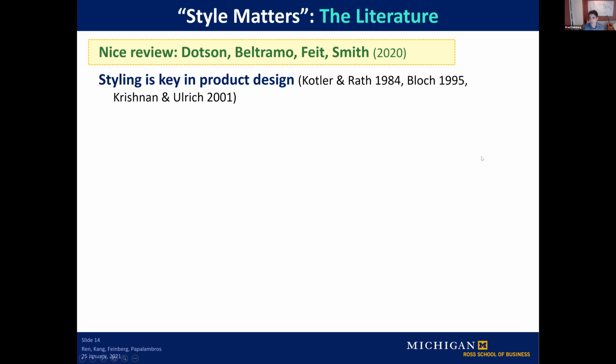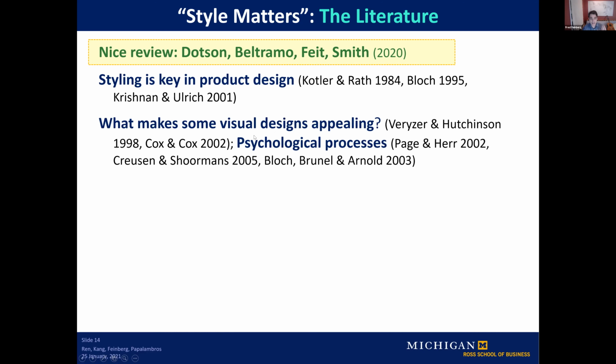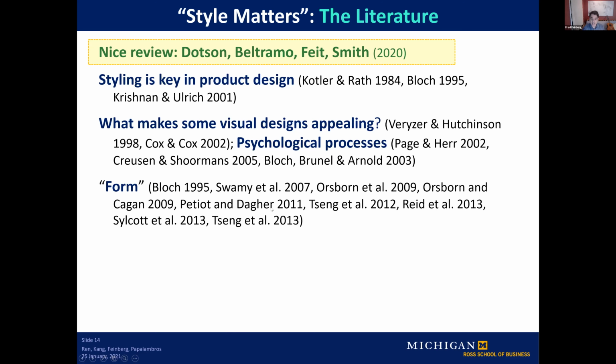But the idea is that we've known for a long time, 30 years, that styling is really important in product design. We also know, there's some work by Wes Hutchinson that pioneered this. Why are some visual designs more appealing than others? And what are the psychological processes that underlie that processing? Well, a lot of this has been done in marketing. In engineering, they have something called form, which is a lot like what we call design.